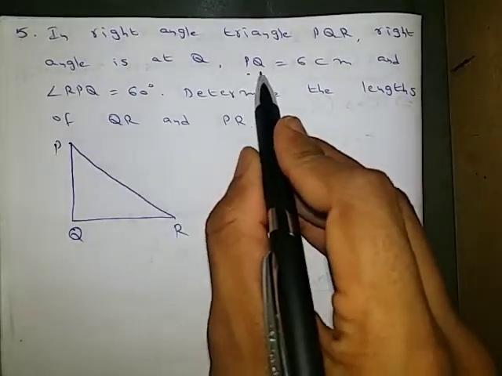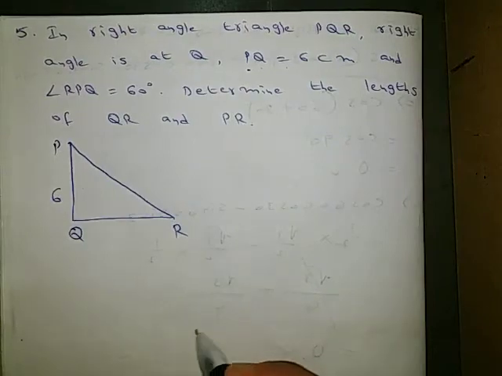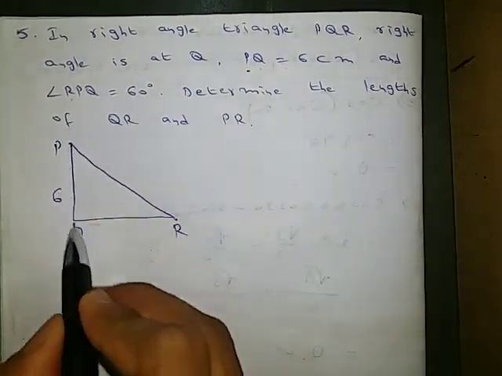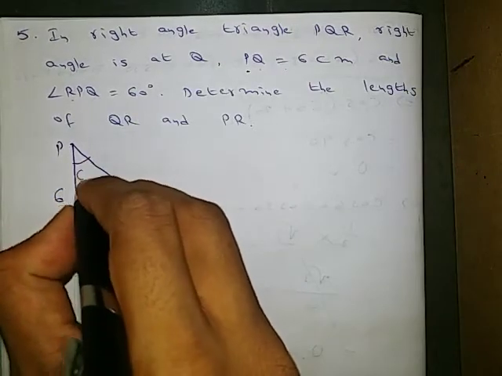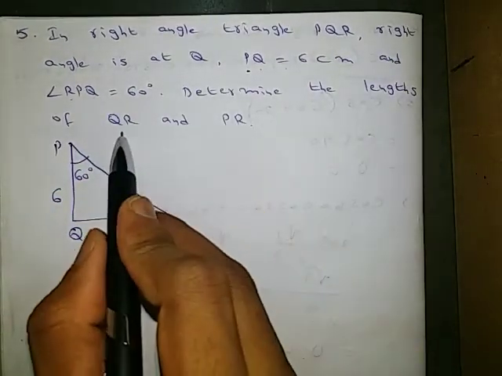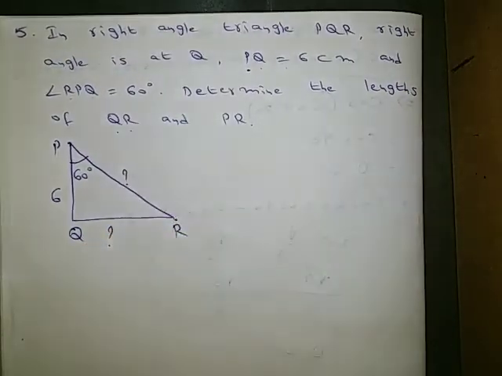Next, PQ is equal to 6 centimeters. This PQ is given as 6 centimeters. And angle RPQ, this angle, is given as 60 degrees. Then he is asking for the values of QR, this side, as well as PR, the hypotenuse.